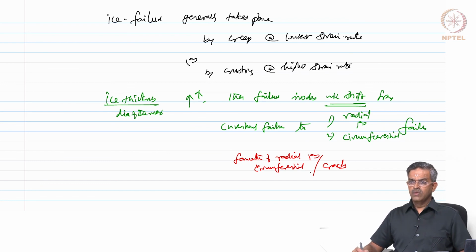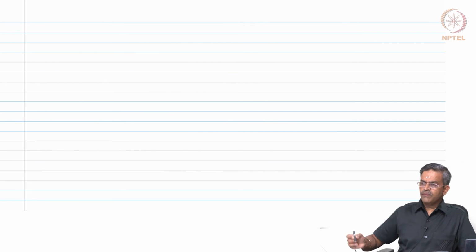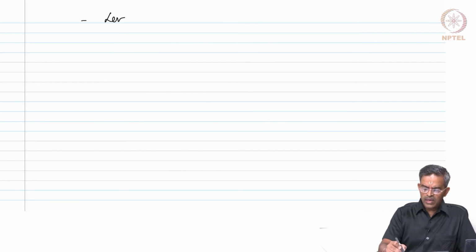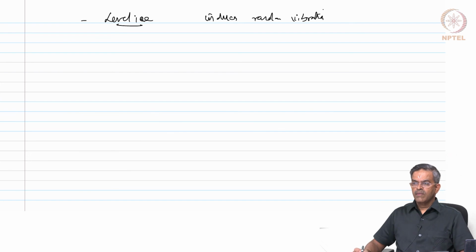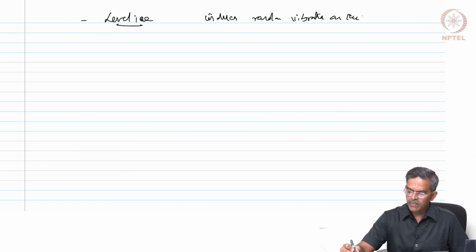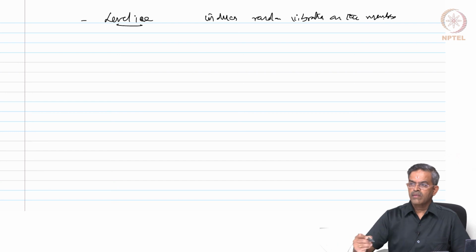Having said this, one should carefully use a suitable empirical relationship to estimate the ice force on non-force structures. Okay. In the literature, if you look at the ice loads, there is a term called level ice. Level ice actually induces random vibration on the members of the structure.